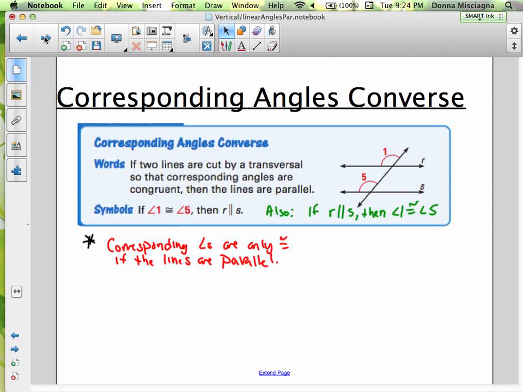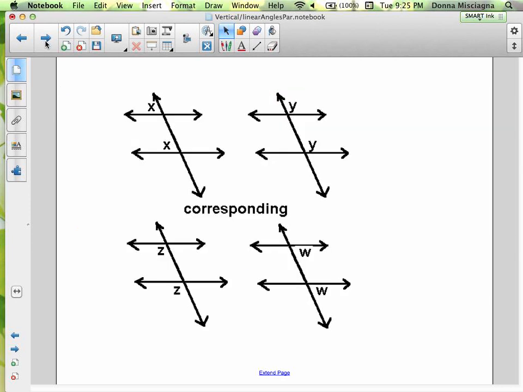So, you have everything but the green in there. In your notes write also, if line R is parallel to line S, then angle 1 has to be congruent to angle 5. Goes both ways here. All right, so put that green in your notes. You got the red already. So here's what the corresponding angles look like. Notice they're both on the same side of the transversal, same relative position on the line, either above or below. So they're showing you the four pairs of corresponding angles.